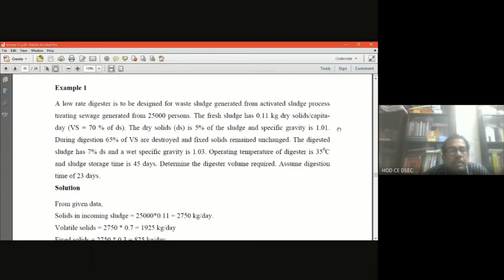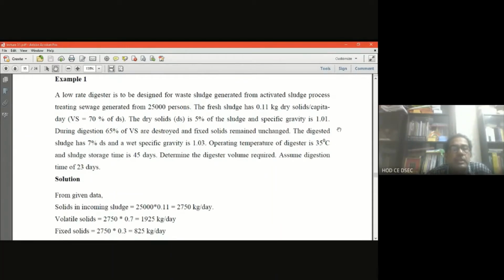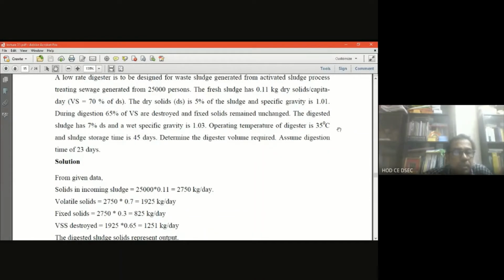We will get solids in incoming sludge of 2750 kg per day. Now, out of these solids, there is a volatile portion and a fixed portion. What is the volatile portion? You have calculated dry solids as 2750. Out of 2750 kg per day dry solid, the volatile portion is 70%, as given in the question. So the volatile solid is 2750 into 0.7, that is 1925 kg per day. That is the volatile part.